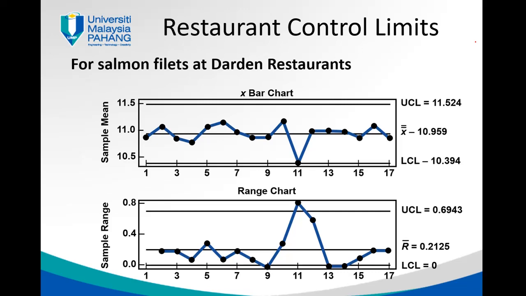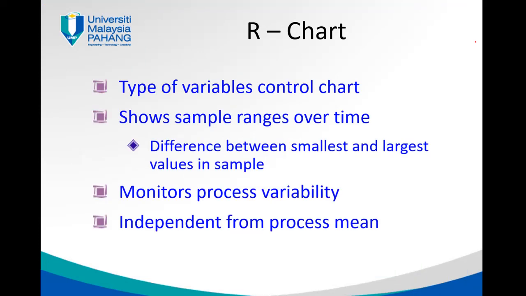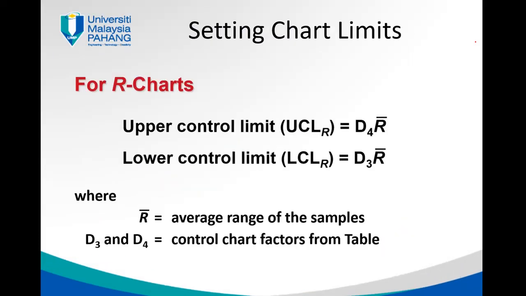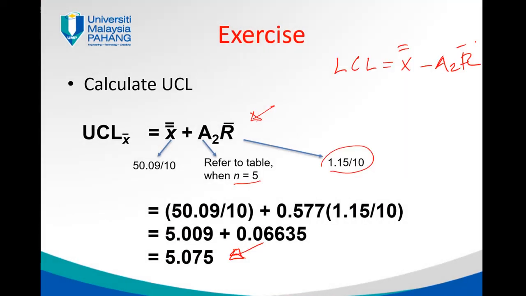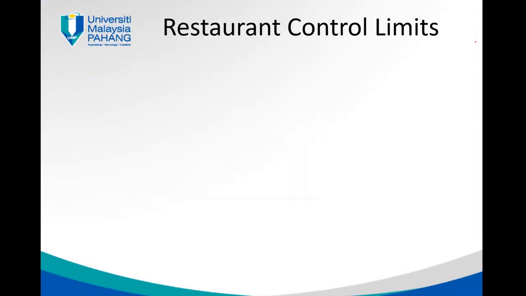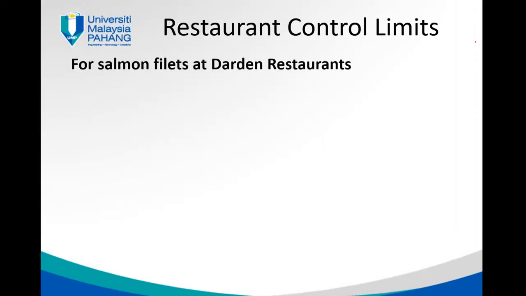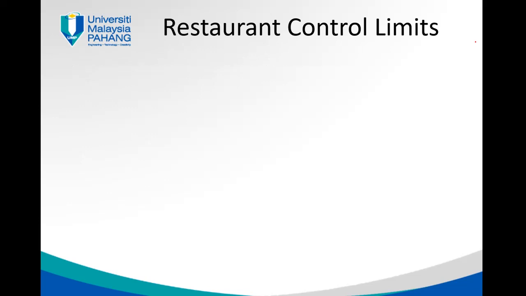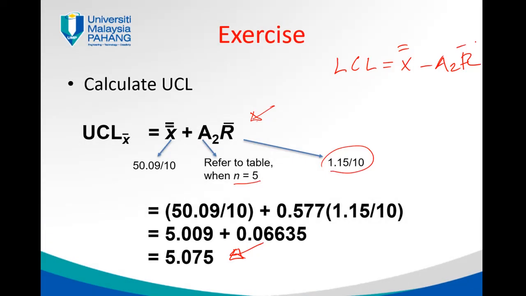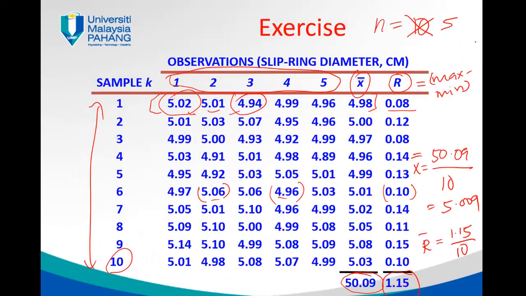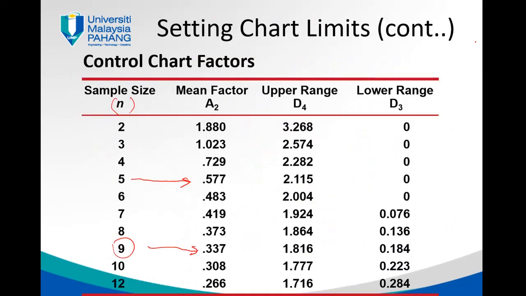For salmon fillet at Darden restaurant, we have the x bar chart and R chart. So I repeat again, the previous calculation is for the x bar chart. So we already finished the x bar chart. To summarize the previous one, for the x bar chart, we have two ways to calculate the upper control limit and lower control limit.